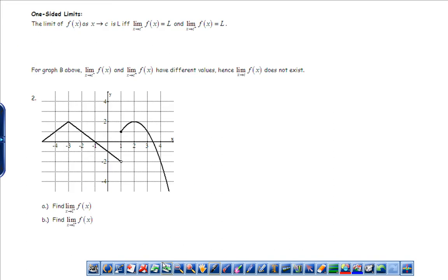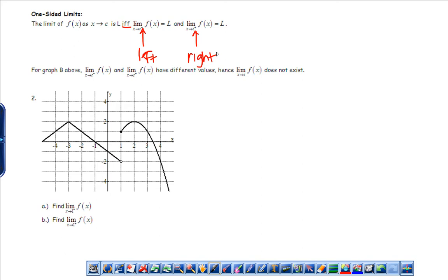Okay, so let's look at this idea of a one-sided limit. We've already been talking about this. The limit of f of x as x approaches c is L if and only if the limit as x approaches c from the left of f of x equals L, and the limit as x approaches c from the right, the little plus means from the right, also equals L. It has to be the same. That's the only way you can have a true limit.